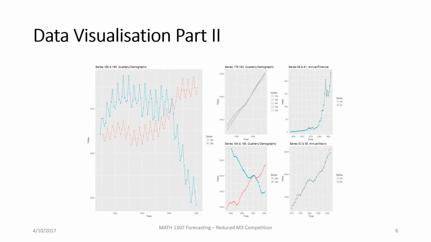Some series, such as series 186 and 189, share common seasonality. Some series, such as series 179 to 183, series 59 and 61, and series 52 and 56, seem to be highly correlated. Other series, such as series 184 and 195, seem to be inversely correlated.